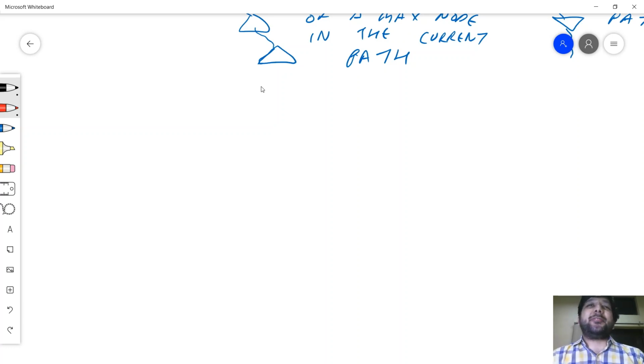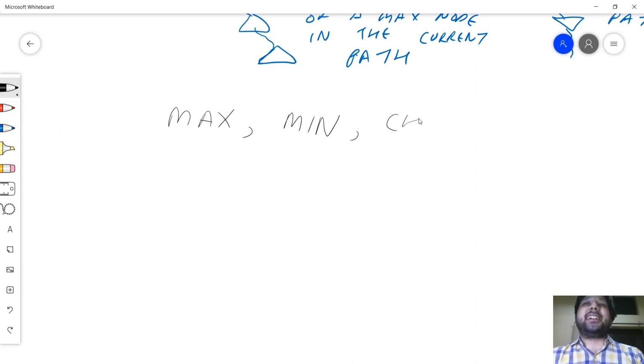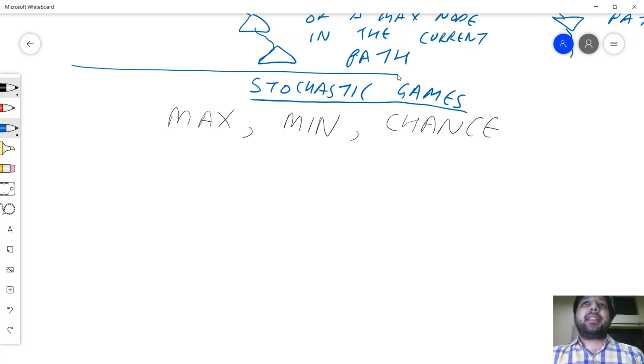So of course now there will be three players, and my players will be the max, which will try to maximize the utility value, min, which will try to minimize the utility value, and the third player, God is not a good name, so let's call it chance. So max nodes, min nodes, and chance nodes, these together make up stochastic games.